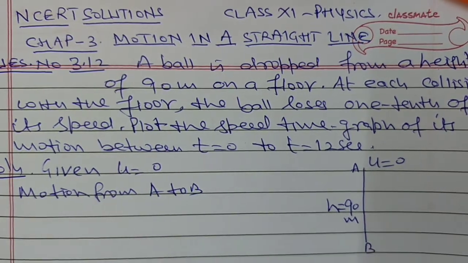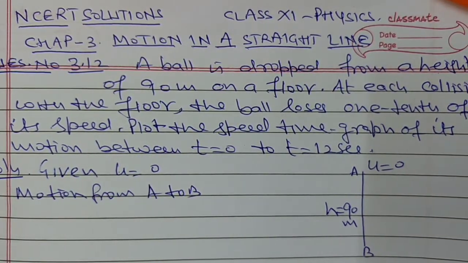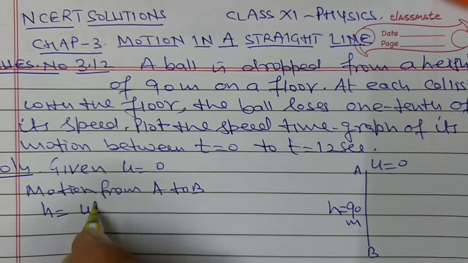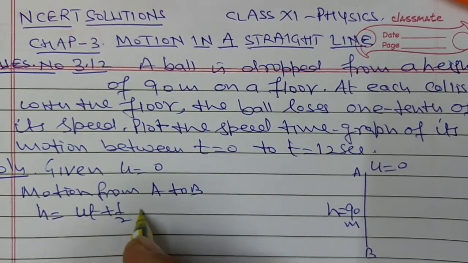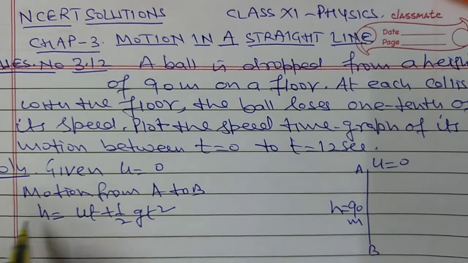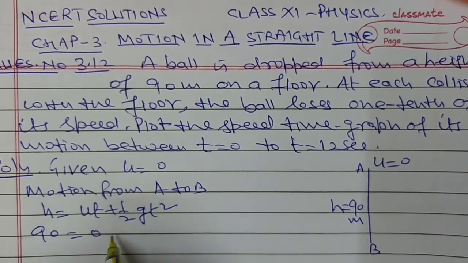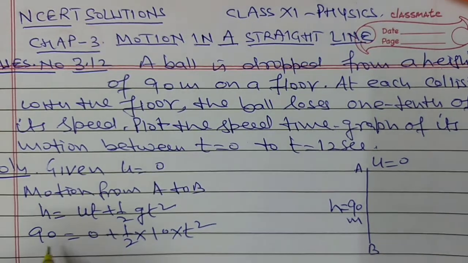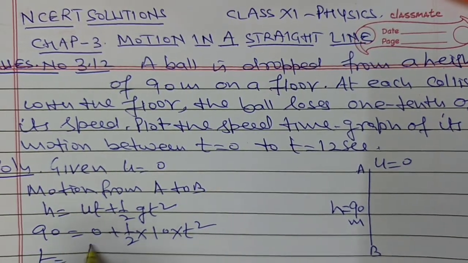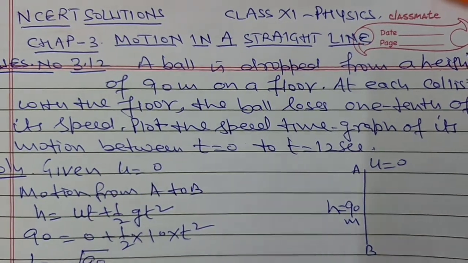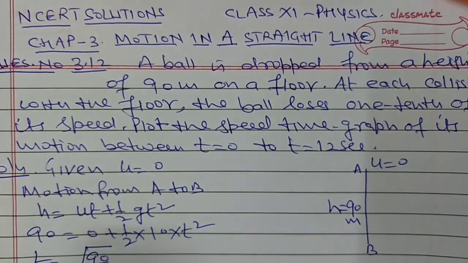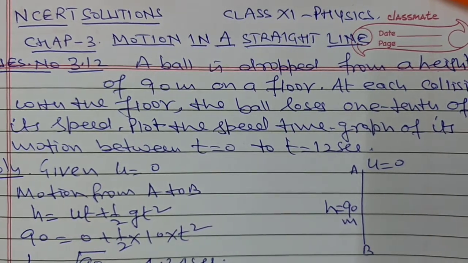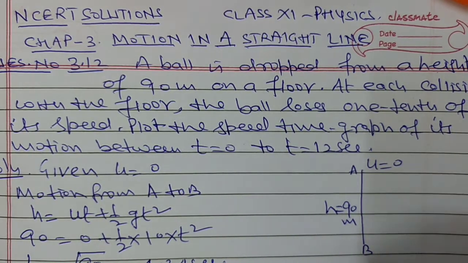Let us calculate the time to go from A to B. So this is from the second equation of motion, h = ut + (1/2)gt². Here h is given as 90, u = 0, plus half into g, where g is 10, into t². On solving, t is equal to the square root of 90 upon 5, which on solving is 4.24 seconds. This is the time taken by the ball from A to B.